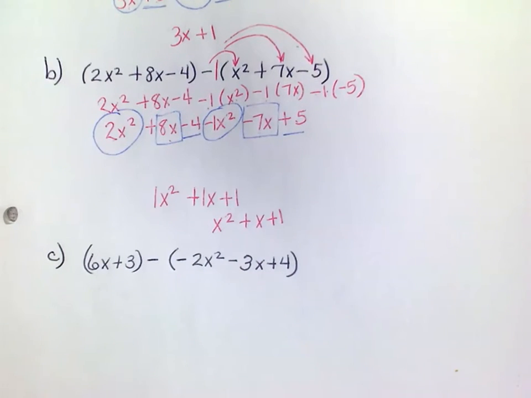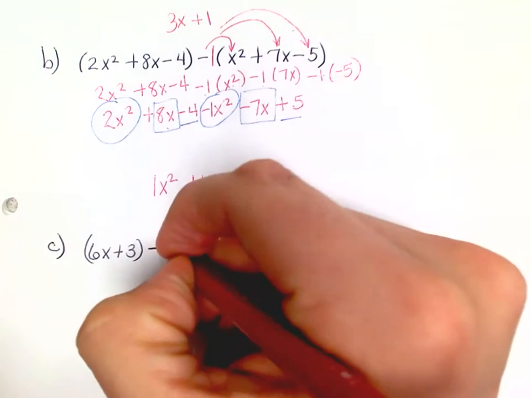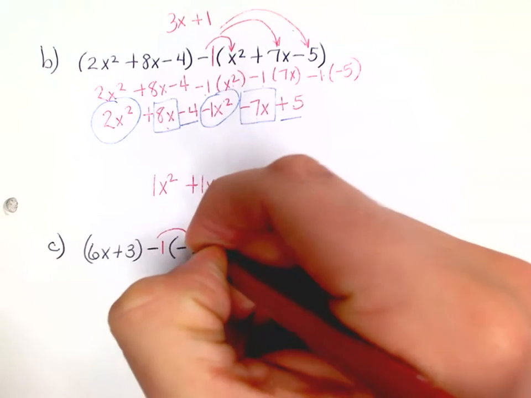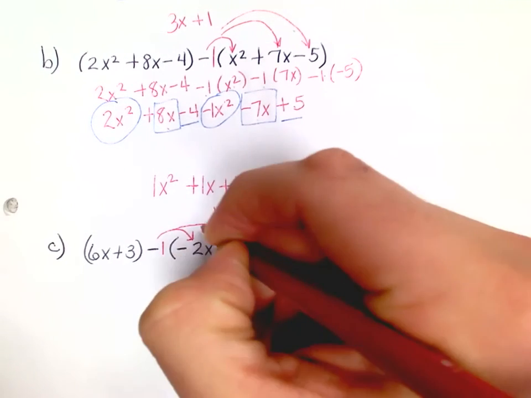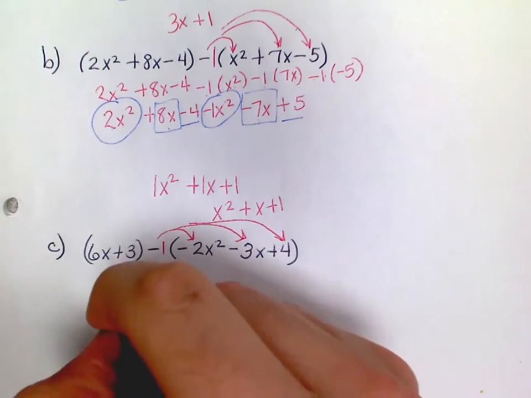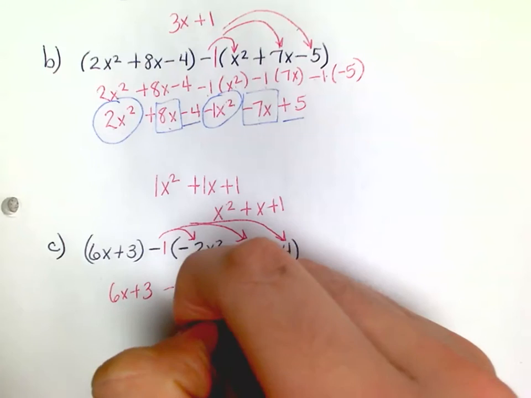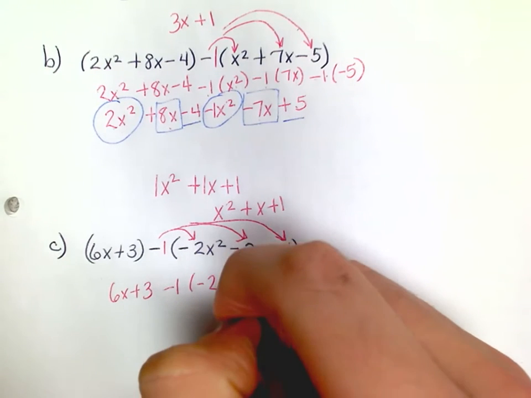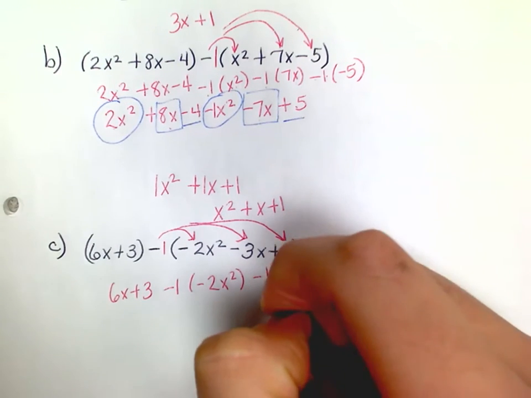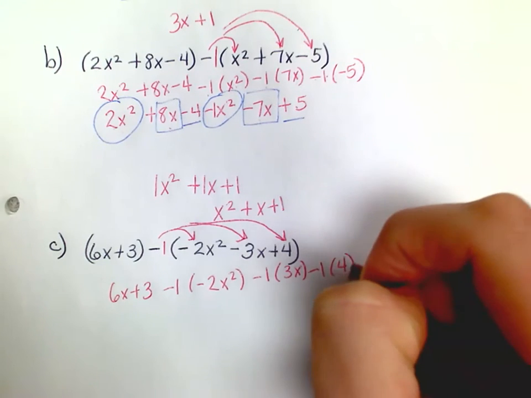Finally, let's look at part C. So let's start off by saying there's that negative 1 out in front. We're going to distribute it across everything inside the parentheses. Let's rewrite this first term, 6x plus 3. Now let's distribute that 1 across. So negative 1 times negative 2x squared minus 1 times 3x minus 1 times a positive 4.